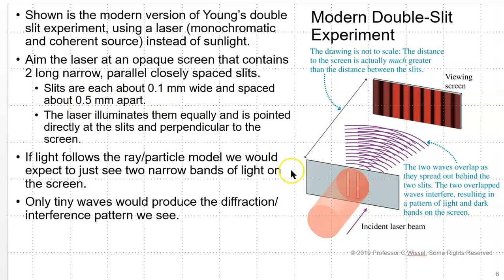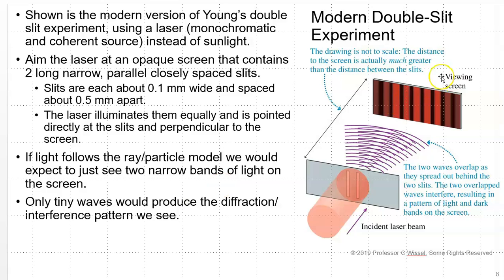We aim the laser at an opaque screen that contains these two long, narrow, closely spaced slits. The slits are each about 0.1 millimeter wide and spaced about 0.5 millimeter apart. The laser will illuminate them equally and is pointed directly at the slits and perpendicular to the screen. If light follows the ray particle model, we would just see two of these. Instead, we see this weird pattern of multiple alternating dark and light bands.